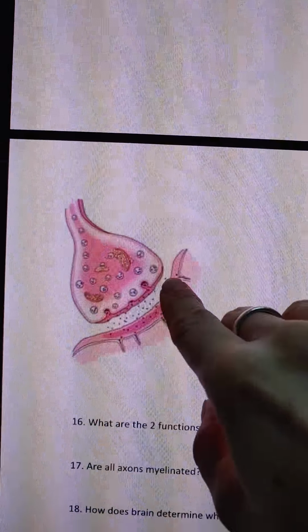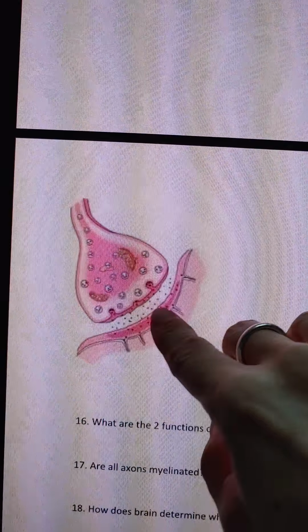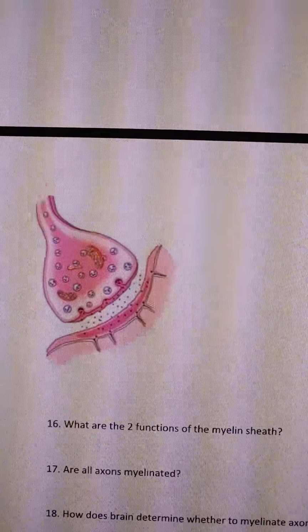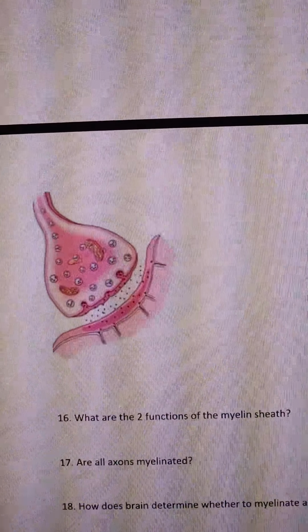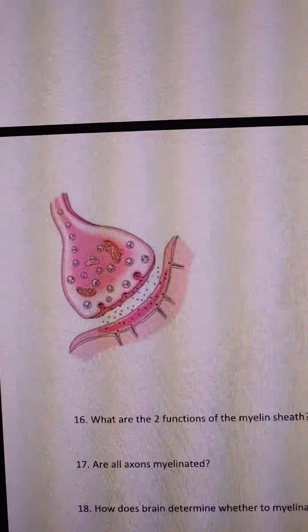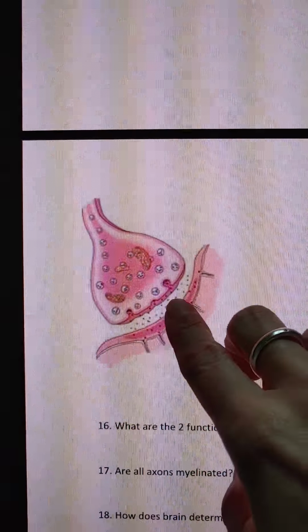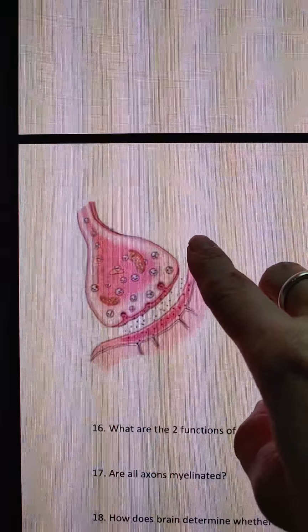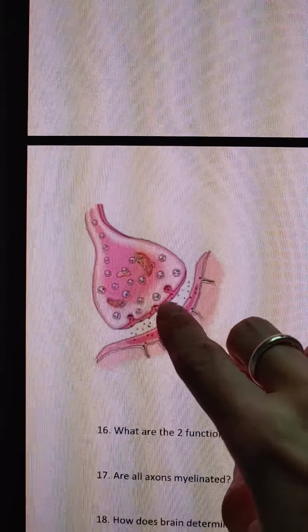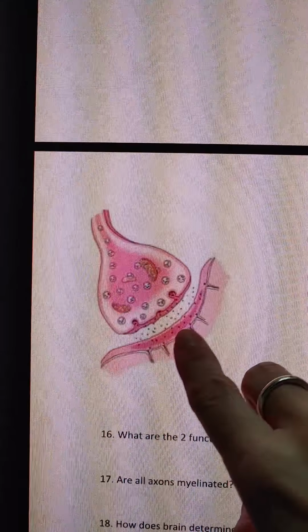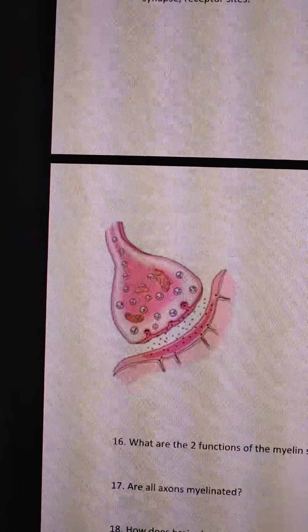Okay? Now, no two neurons touch. There's always a gap. This gap has a name. It has different names. Your book calls that gap the synapse. I don't particularly like that, but that's what they call it. It's also called the synaptic gap or the synaptic cleft. But your book calls it synapse. Okay? It's a space between these two neurons. This right here is the beginning of the next neuron.